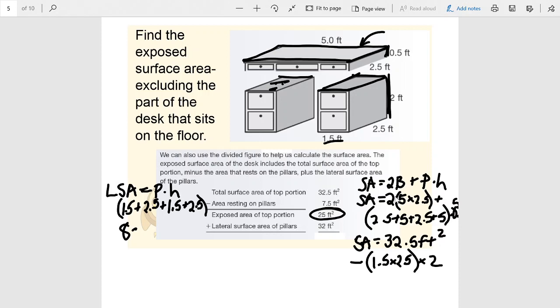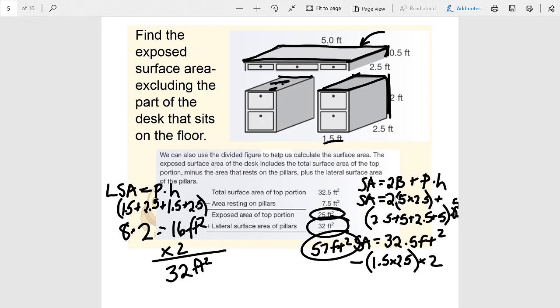times the height here. We can see that height of 2, so 8 times the height of 2. Okay, so each of those pillars has a lateral surface area of 16 feet squared, but we have 2 of those pillars, so we have a total of 32 feet squared for those pillars. When we add up all of this total surface area, we're going to get 57 feet squared. Okay, 1 piece of it coming from this top portion, and then the other 2 pieces coming from these bottom pillars, so that we get a total surface area of 57 feet squared.